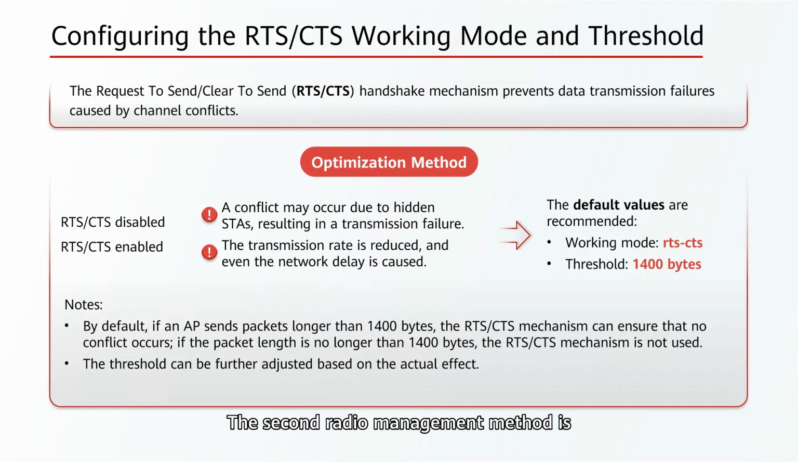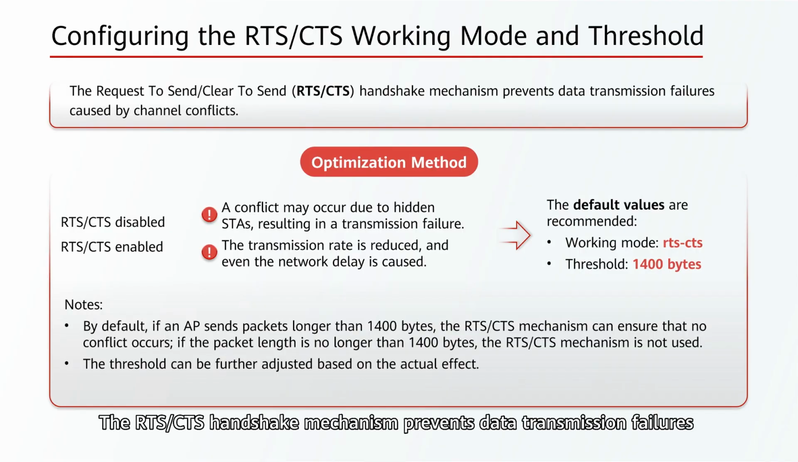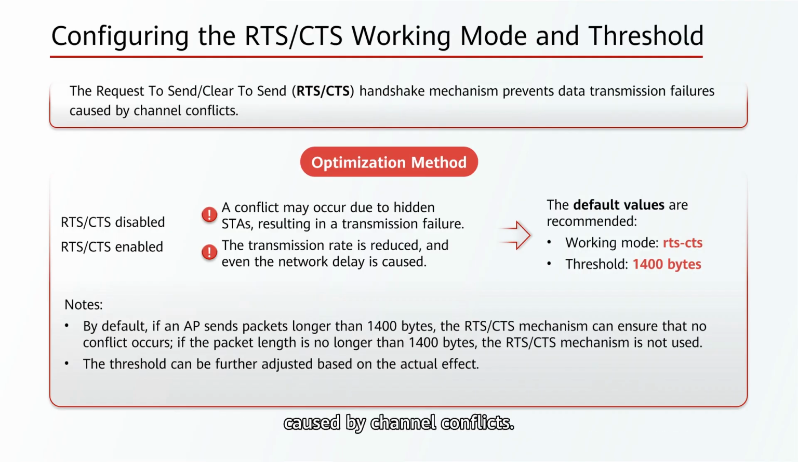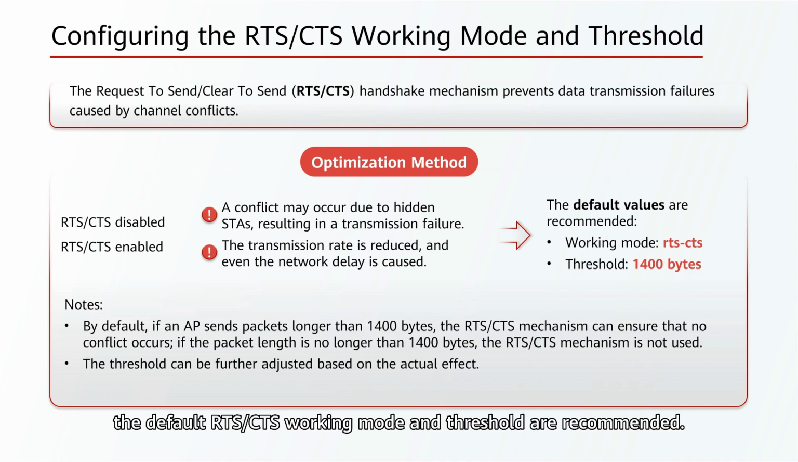The second radio management method is to configure the RTS-CTS working mode and threshold. The RTS-CTS handshake mechanism prevents data transmission failures caused by channel conflicts. However, if the mechanism is executed each time before data is sent, excessive management frames occupy channel bandwidth, resulting in a low data transmission rate, or even a delay. Therefore, the default RTS-CTS working mode and threshold are recommended. With the default settings, the RTS-CTS mechanism is used only for long packets. The threshold can be further adjusted based on the actual effect.